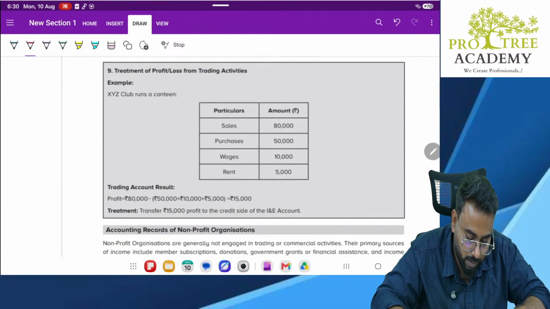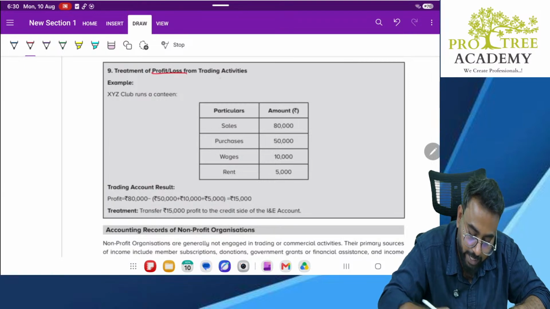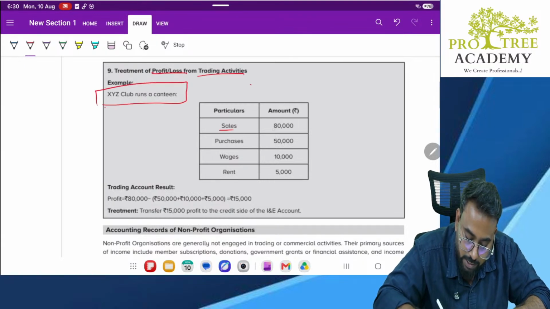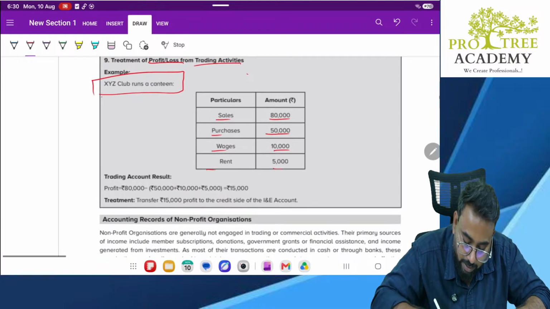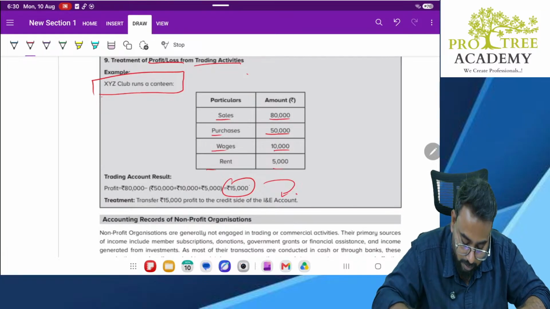Clear? Treatment of profit and loss from trading activities. Simple, sir. Say for example, a club runs a canteen. Take the sales, reduce the purchases, reduce the wages, reduce the rent. Whatever is remaining, that is 15,000, will be transferred to income and expenditure account as a profit. Clear?